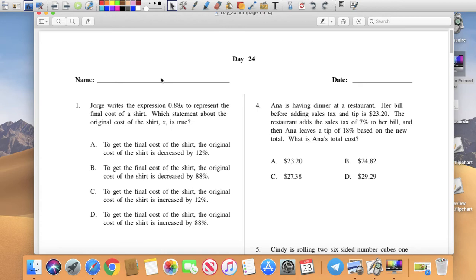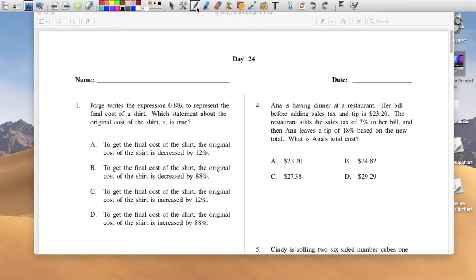So number one, George writes the expression 0.88x to represent the final cost of a shirt. Which statement about the original cost of the shirt x is true? So remember, if you're multiplying x by 88, you're multiplying by 88% of something, which is the price of the shirt. Which means one thing here, that A, the shirt was discounted by 12%.